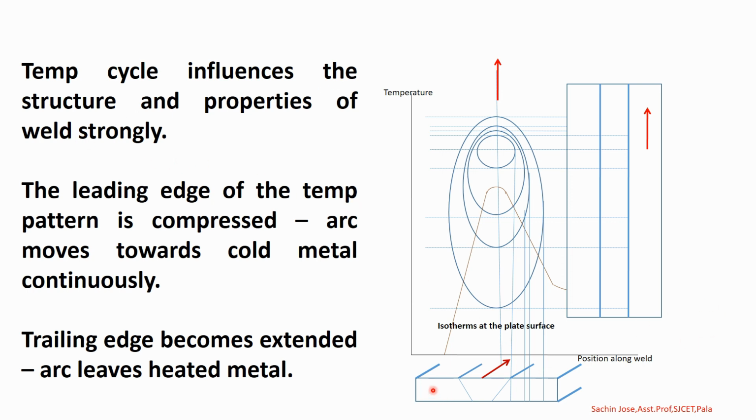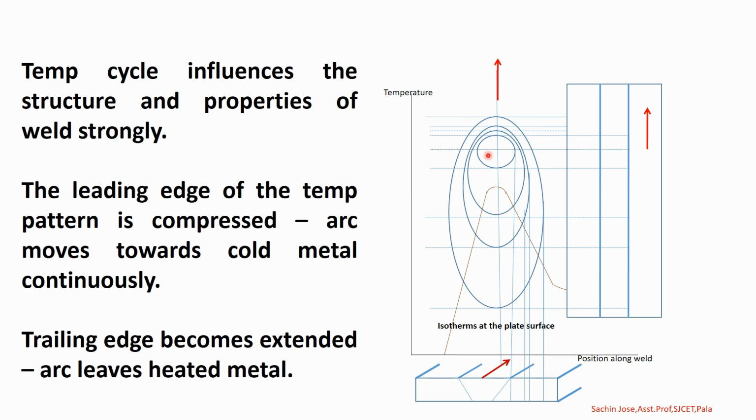So see, these are the two metal sheets which are to be joined. This is the front view, okay, and this is the top view. Two metals. This is the welding direction. The arrow gives the welding direction. You start from here, you move like this. It's the welding direction. You can see the isotherms at the plate surface. So this is the weld pool, and these oval shapes are all different temperature zones.